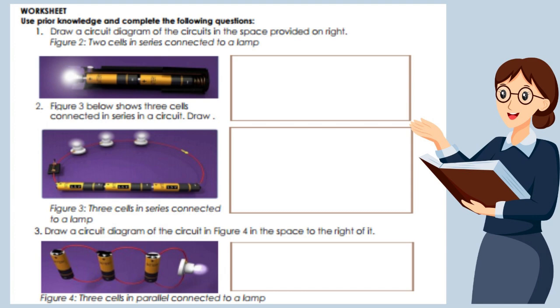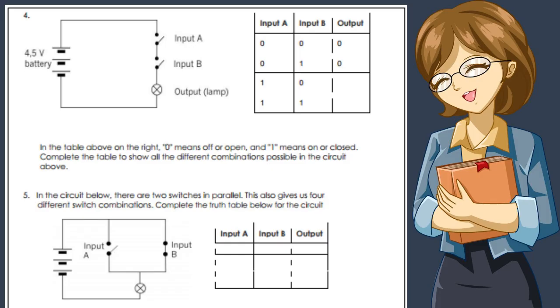3. Draw a circuit diagram of the circuit in Figure 4 in the space to the right of it. Figure 4. 3 cells in parallel connected to a lamp. In the table above on the right, 0 means off or open, and 1 means on or closed. Complete the table to show all the different combinations possible in the circuit above.